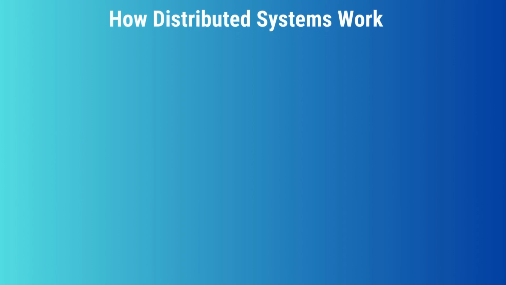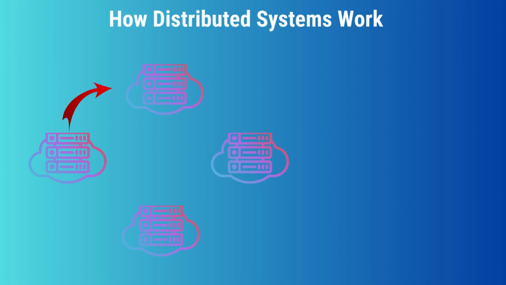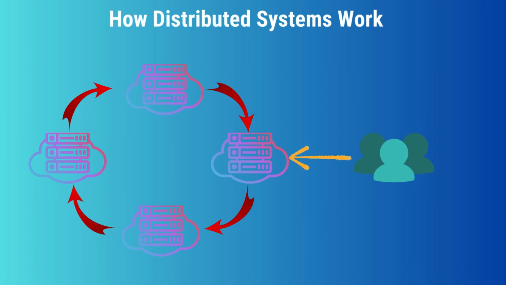Now let's dive deeper into understanding how distributed systems actually work. At the heart of a distributed system is a group of independent computers, or nodes, that work together to perform a task. Each node can perform different tasks, but they communicate through a network to achieve a common goal. Distributed systems follow a client-server model. The clients send requests to the server, and the server processes those requests. However, in a distributed system, there can be multiple servers working together, distributing the load efficiently.